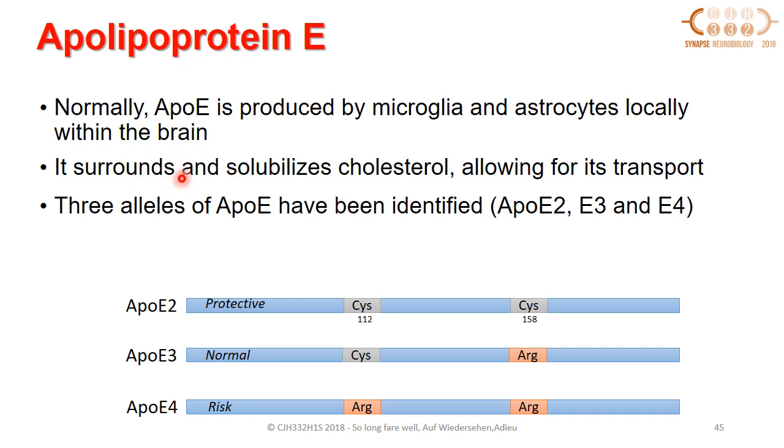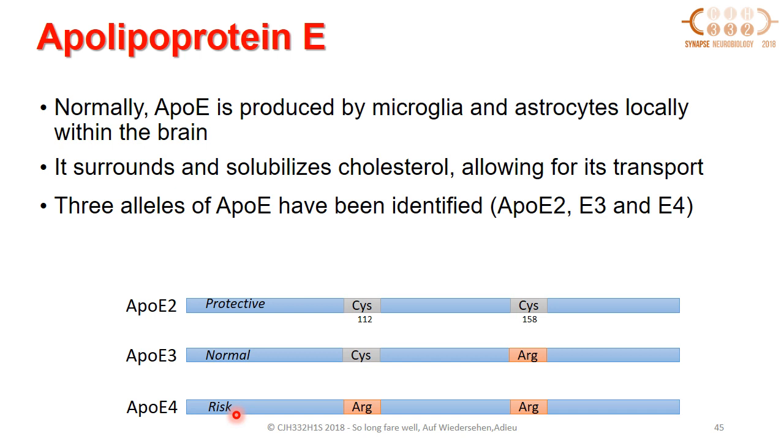So ApoE, its major function once it gets released by these microglia and astrocytes is to solubilize cholesterol within the brain and allows for it to be transported. We don't only have ApoE, by the way, in the brain, we have it in a number of other tissues within the body. There are 3 of these different alleles that have been associated with apolipoprotein E, ApoE2, ApoE3, and ApoE4. So if you were to take a look, ApoE4 is the one that actually gives you the largest risk of developing Alzheimer's disease later in life.